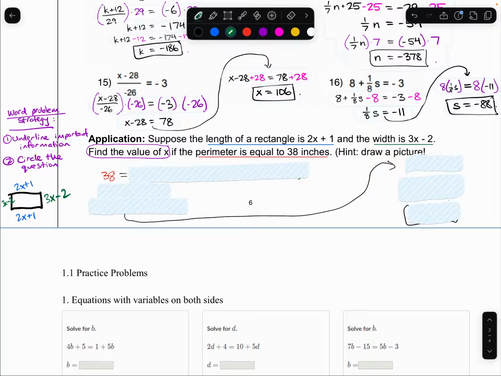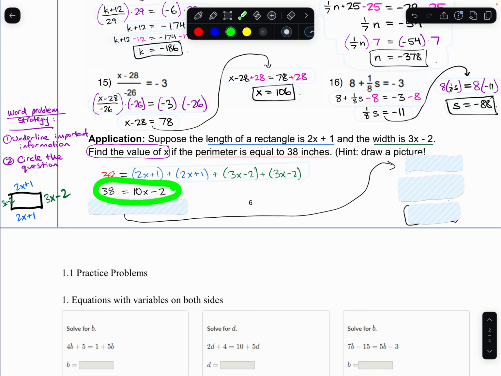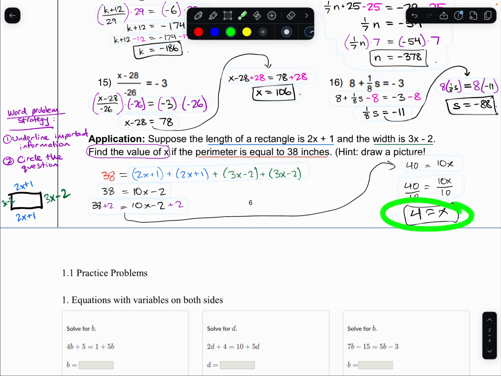If you remember what the perimeter is, that's when you add up all the sides, right? So if the perimeter is 38, that means this side plus this side plus this side plus this side is 38. And that's what I wrote here. After that, you should combine your like terms. 2x plus 2x plus 3x plus 3x. Oof, that's 10x. And then 1 plus 1 minus 2 minus 2 is going to end up being negative 2. If you can get to this part, you've done the hardest part of the word problem, because now this looks like one of the nicer problems that we've done in these notes. So solve your equation for x, and we get a value for x.